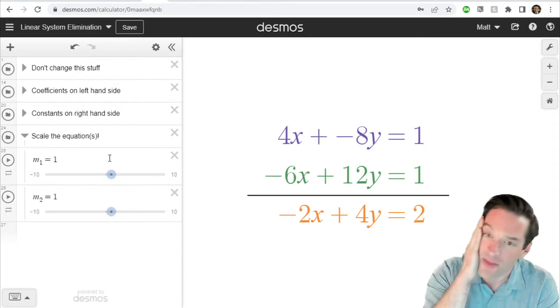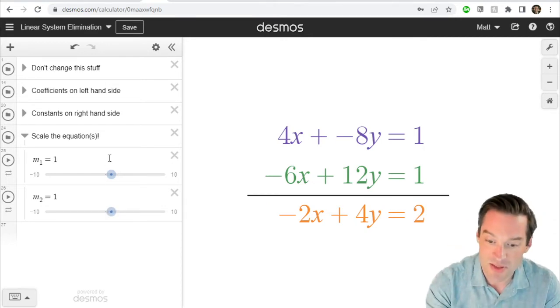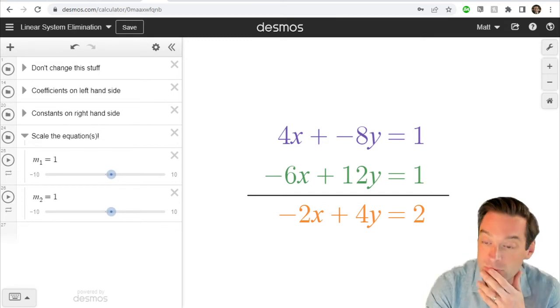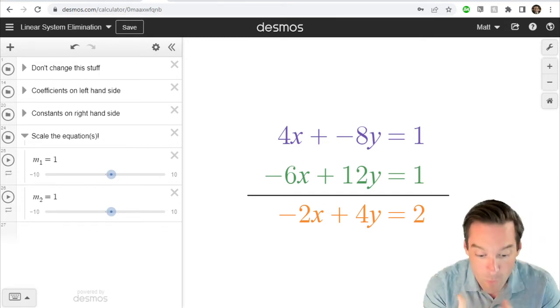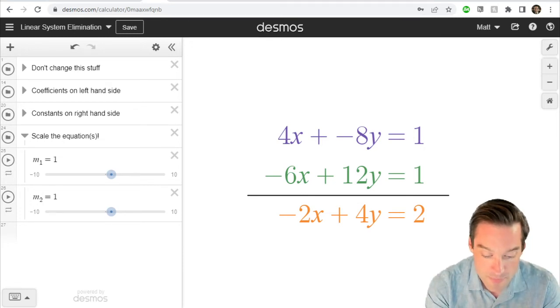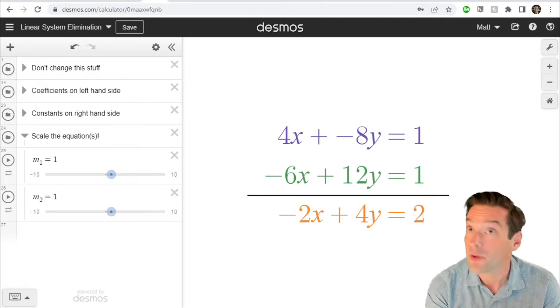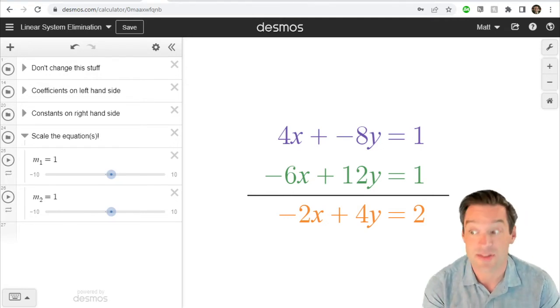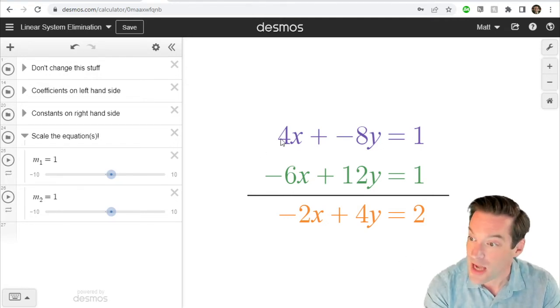What could we multiply these equations by to set us up to cancel out, to eliminate one of the variables? 3 on top, 2 on bottom. Right. So what we would be looking for is the least common multiple of the coefficients of x, let's say. And the least common multiple among 4 and 6 would be 12.